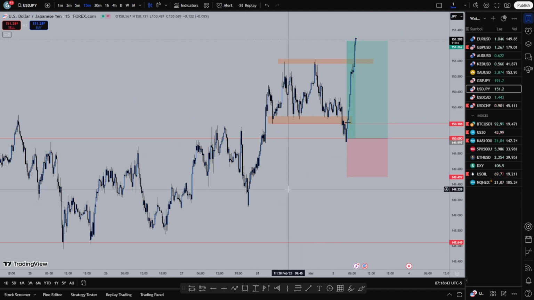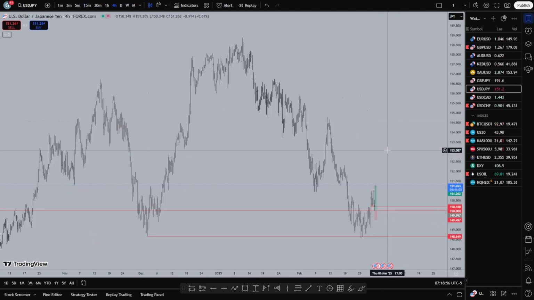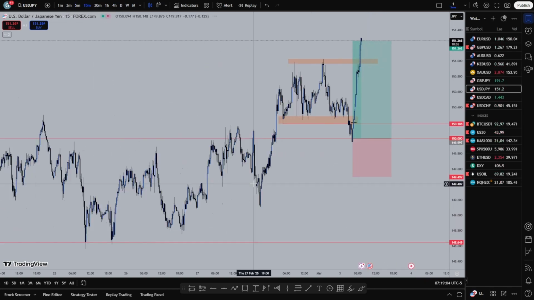You have to look for it. So first thing, one more time I'm telling you, you should look for the overall bias from the higher time frame. Then you saw that it's bullish, so you will look for entries on a smaller time frame. You went on a smaller time frame, for example the 15-minute time frame.